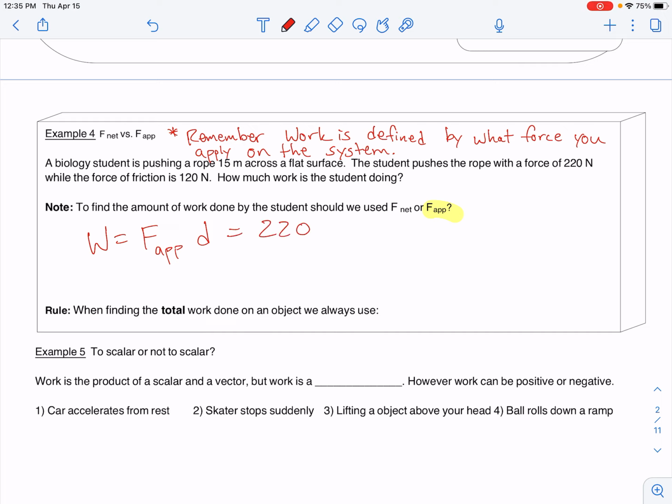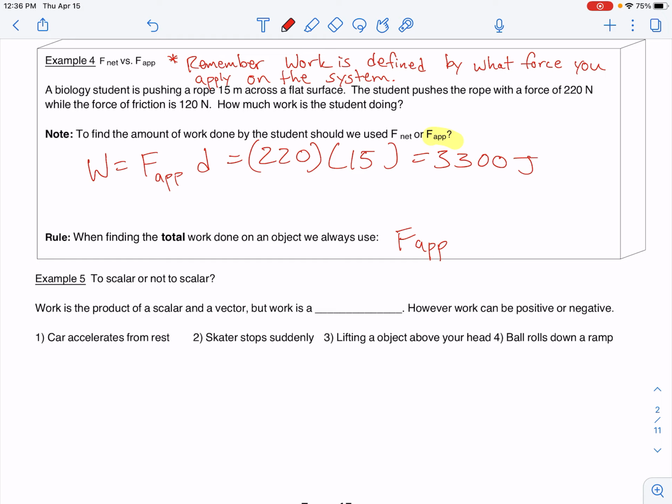All right, we can ignore that frictional force because we don't use the net force. Plug in our force and our distance, and get 3,300 joules. So when we're finding the total work done on an object, we always use the force applied.